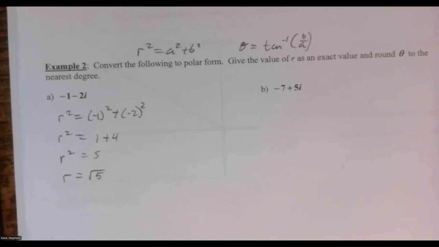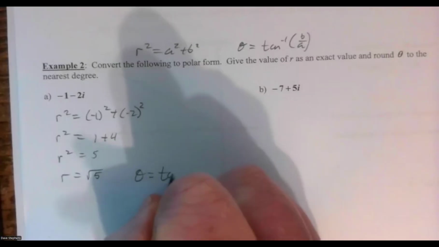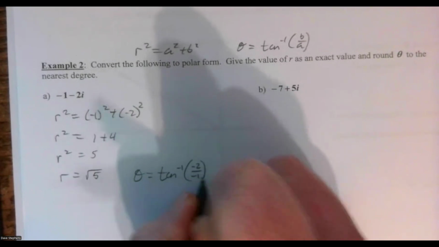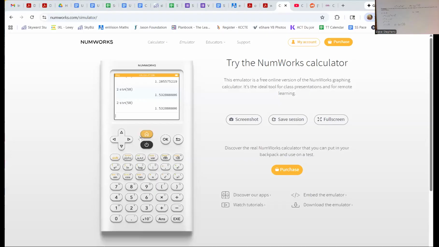And it says round theta to the nearest degree. All right. So theta is equal to tangent inverse of b over a. So -2 over -1, or just 2 over 1. All right. Come on, calculator. What do you got for me this time? All right. So 2 over 1 is 63.4 degrees. It told us to round to the nearest degree. So that's going to be 63 degrees, approximately 63 degrees.